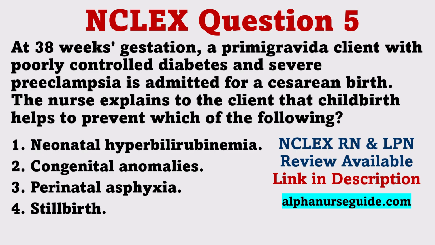The correct answer is 4. Stillbirths caused by placental insufficiency occur with increased frequency in women with diabetes and severe preeclampsia. Clients with poorly controlled diabetes may experience unanticipated stillbirth as a result of premature aging of the placenta. Therefore, labor is commonly induced in these clients before term. If induction of labor fails, a cesarean section is necessary. Induction and cesarean section do not prevent neonatal hyperbilirubinemia, congenital anomalies, or perinatal asphyxia.